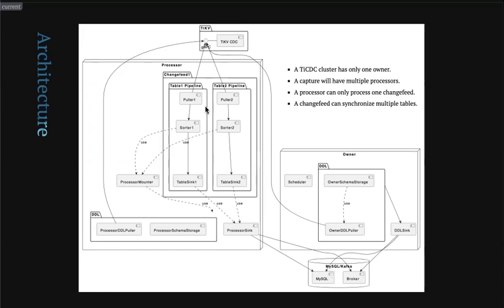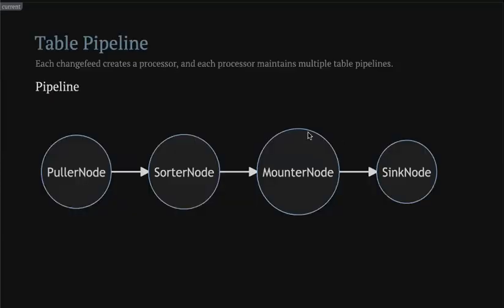As you can see, the core of TiCDC is a table pipeline. So let's take a deeper look at the table pipeline. The table pipeline looks just like a pipe, so it's very simple and straightforward. The data flows from the puller to the sorter, then to the mounter, and finally to the sink. We can send it to downstream. We can go through the pipeline step by step and see how it replicates data.